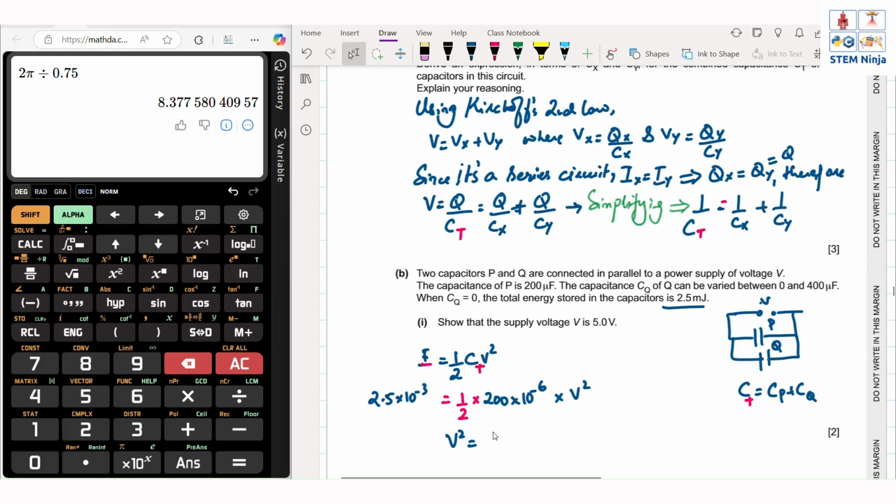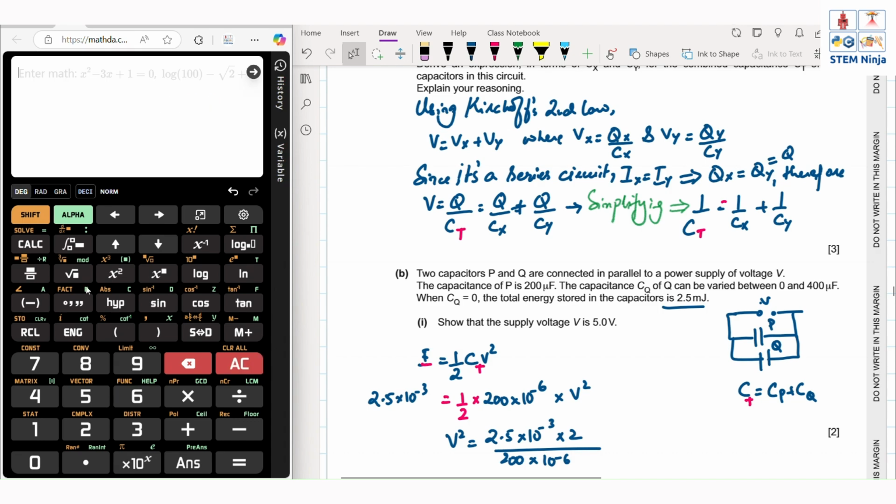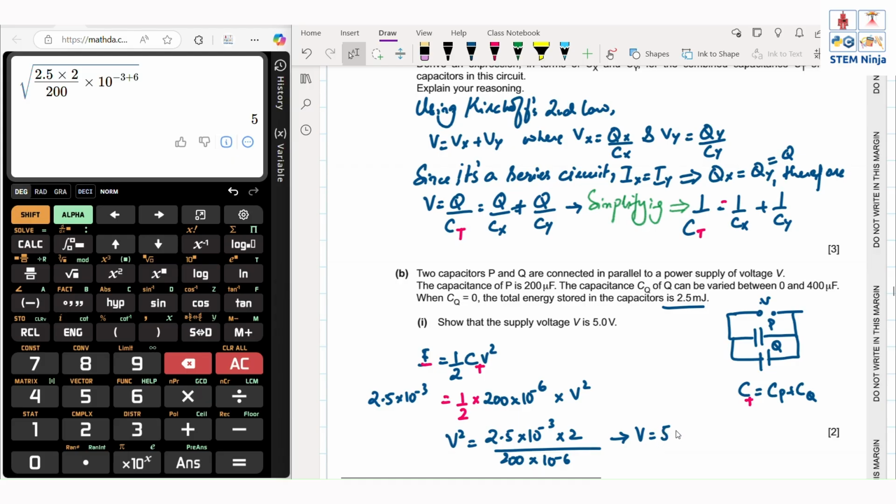So voltage squared would be 2.5 times 10 raised to the power minus 3 times 2, divided by 200 times 10 raised to the power minus 6. So square root of 2.5 times 2 divided by 200 times 10 raised to the power minus 3 plus 6, you get 5 volts.